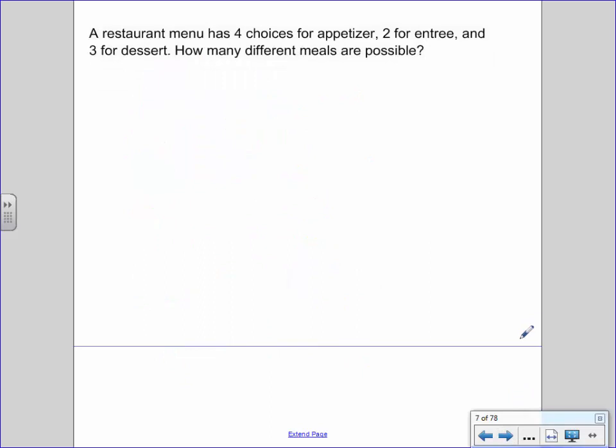Okay, let's try another one here. Rather than do a tree diagram on this, let's see whether we can use that logic to solve this problem here. You go to, say, a restaurant, and it's got a really basic menu. Okay, so let's not have a huge menu.